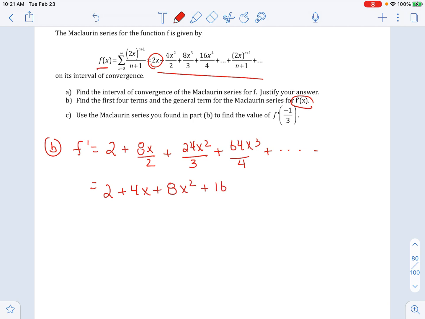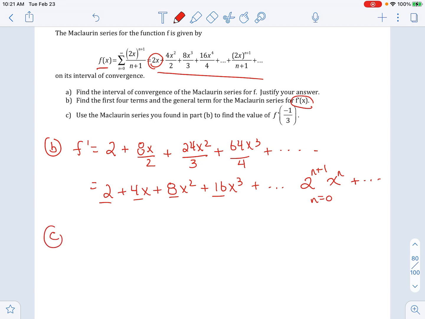There's my first 4 terms. And notice I can write the general term pretty easily. Notice 2, 4, 8, 16, those are your powers of 2. So really you have 2 to the n plus 1. If I make n start at 0, that will give you 2 to the first, then 2 to the second. And then I need it to be x to the n, because you want your first term to be x to the 0. So that would be your general term plus dot, dot, dot.